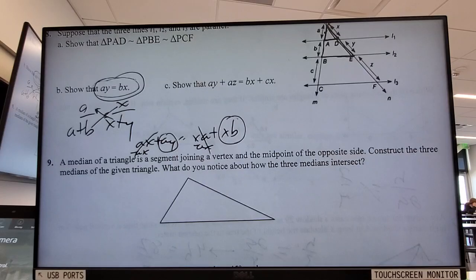Done. And part C, to be honest, is the same idea, but just involving the big triangle, yes? So here, let me do this. Let me go ahead and give you this answer key. Because then I can see if what I did for number 9 makes sense.